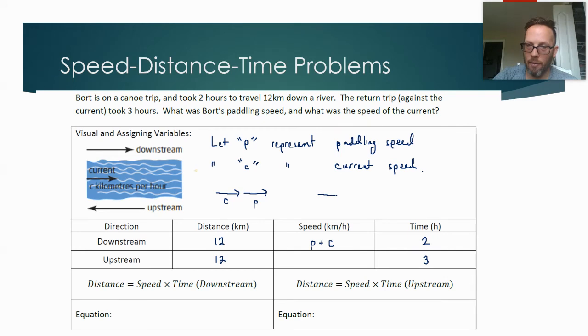Going back, the current is still the same, but he's going to have to paddle against the current. And the speed he goes up the river will be the difference, P minus C.